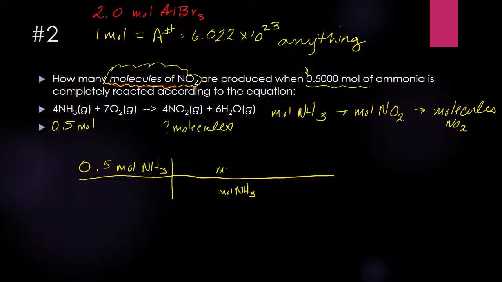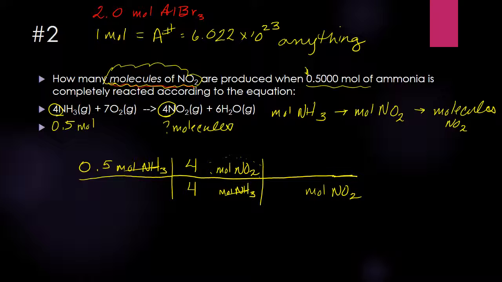The moles of NO2 go here. And I'm going to put the coefficients found in the balanced equation. So here we have 4 moles of ammonia, and here we have 4 moles of NO2. Okay, that made the moles of ammonia cancel. If moles of NO2 appears up here, you absolutely have to write it down here. Otherwise, it won't cancel.